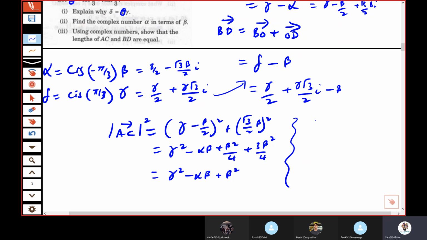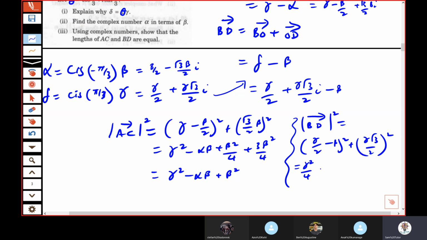Let's see if it's right. So what's the modulus of BD? And then again, I'm going to square it. Should be gamma on 2 minus beta squared plus gamma root 3 on 2 squared equals gamma squared on 4 minus alpha beta plus beta squared. I think we have just smashed it. Boom. A quarter plus 3/4 is 1 minus alpha beta plus beta squared.